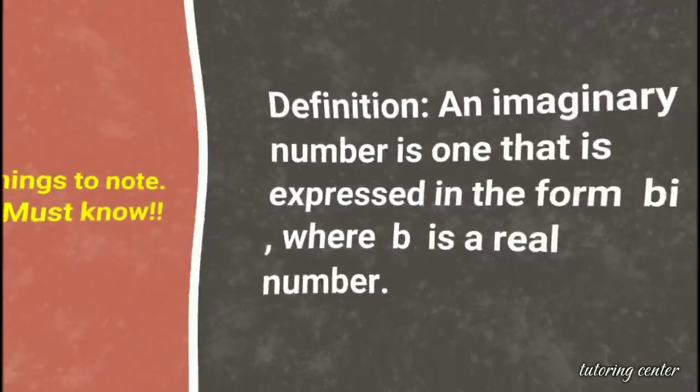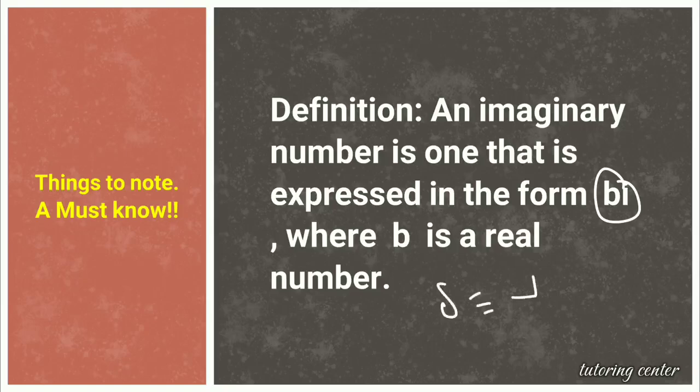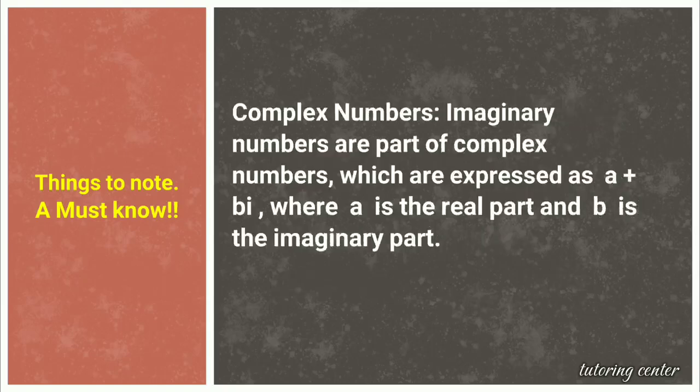Okay, now let's look at the definition of an imaginary number. It's one that is expressed in the form bi, where b is a real number and i is equal to the root of -1. Imaginary numbers form part of complex numbers, which are expressed as a plus bi, where a is the real part and b is the imaginary part.